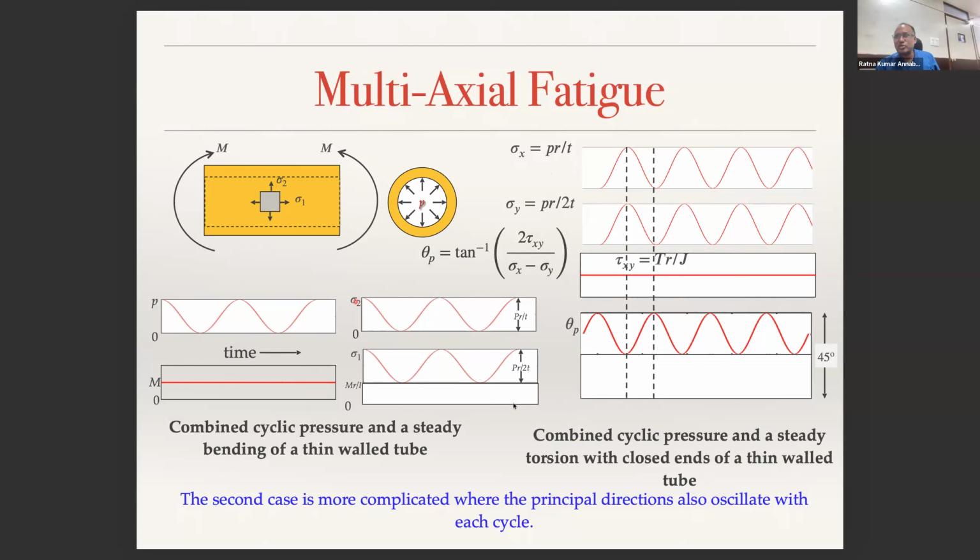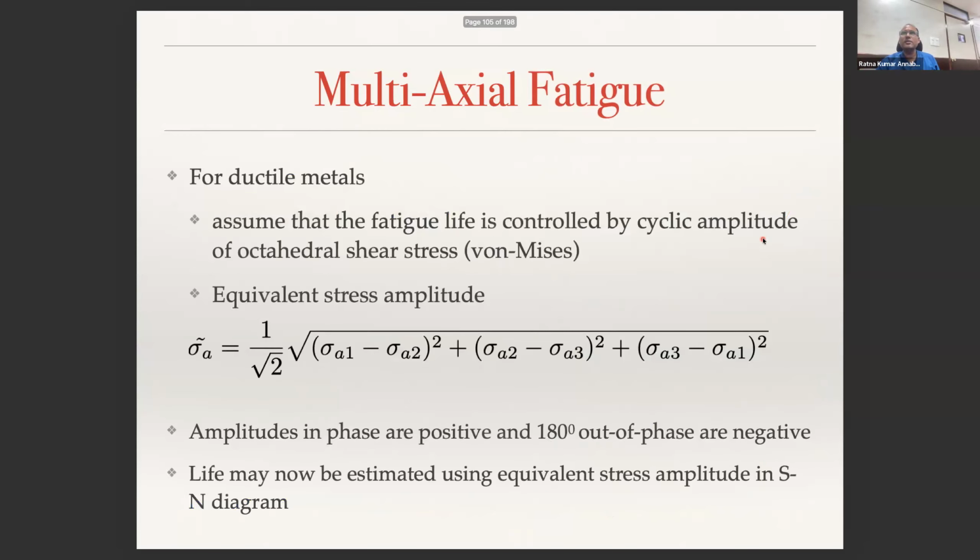So the first case is easy to deal with, and the second case is a little bit more complicated because the principal directions are also oscillating with each cycle. So this case is more difficult to deal with, although both of them are combined states of load.